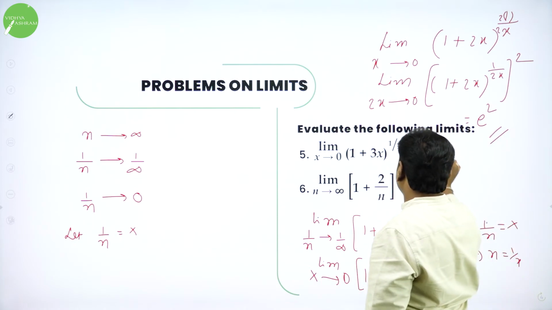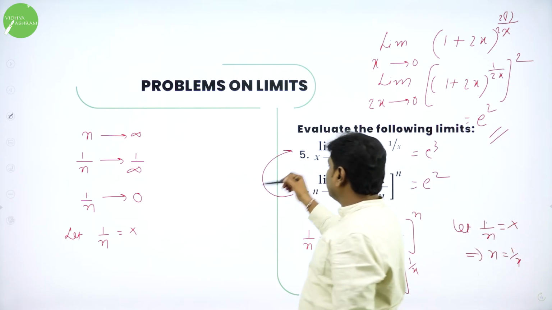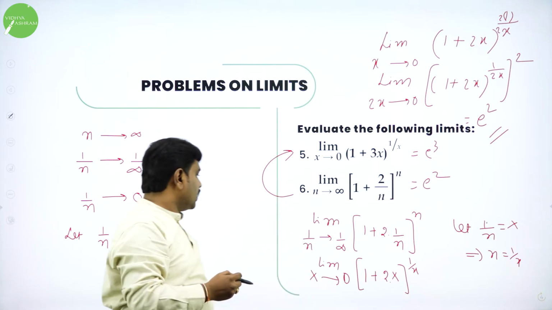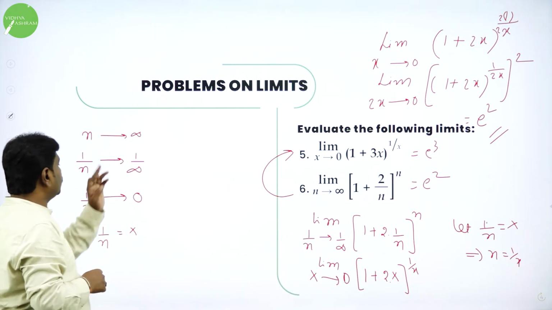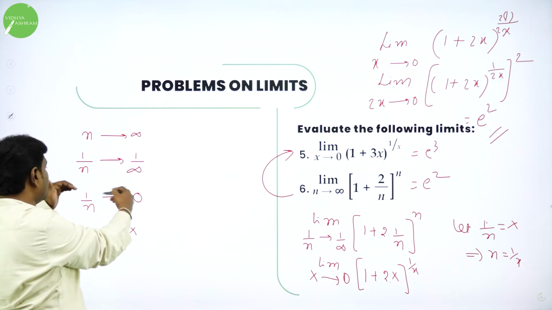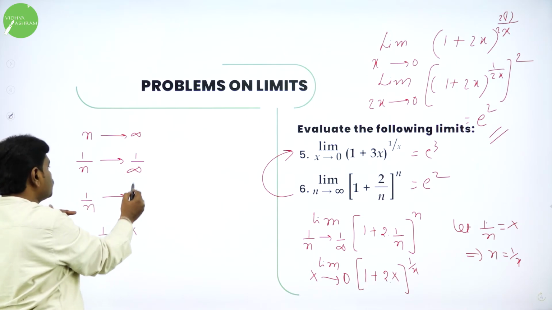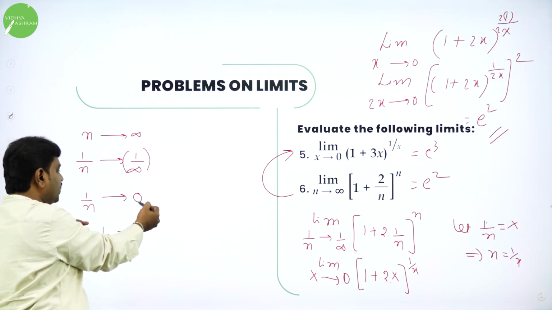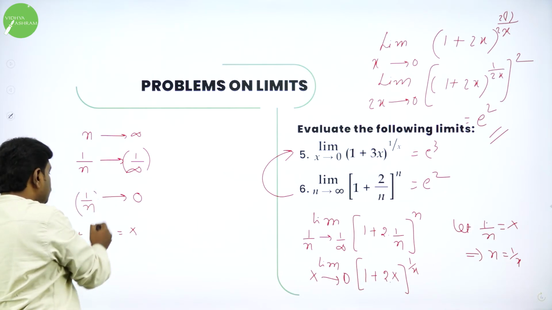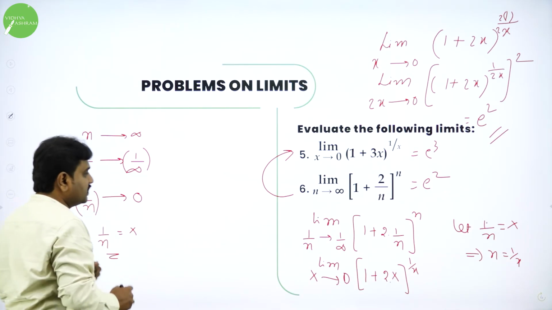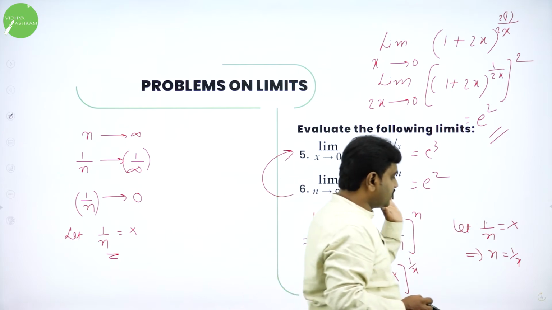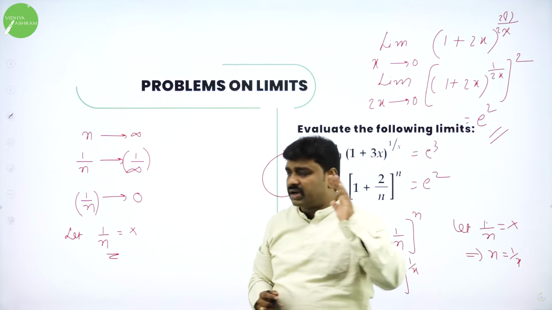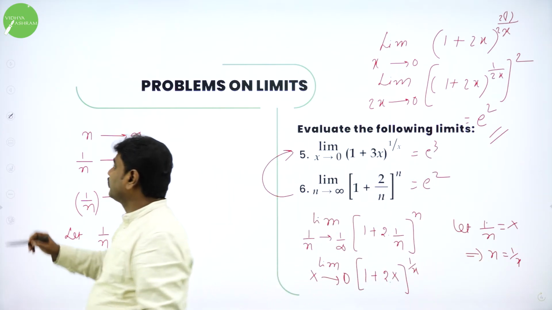For the first one we got e cube, for the second one we got e square, and the sixth one we convert into this form. How to convert is simple. If n is tending to infinity, take the reciprocal on both sides: 1 by n tends to 1 by infinity, and in maths any number by infinity is 0. So 1 by n tends to 0, and assume 1 by n as x. Take 1 by n as x and rearrange, or you can use another format also.